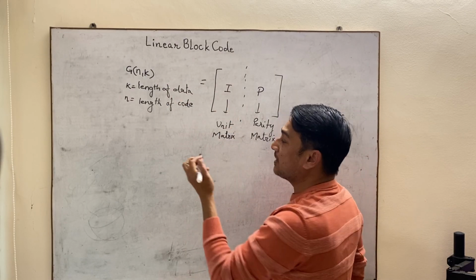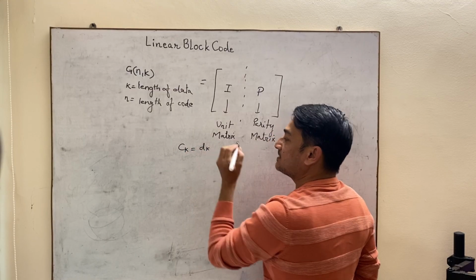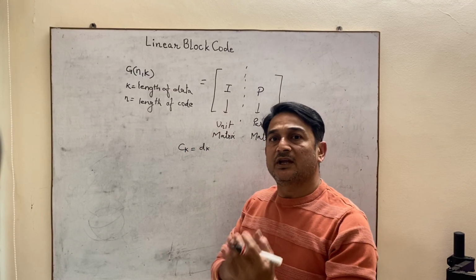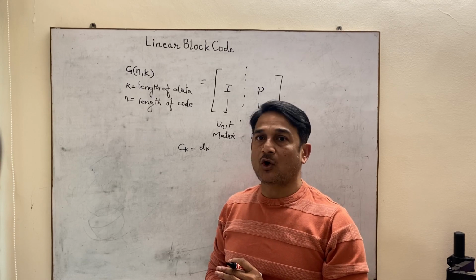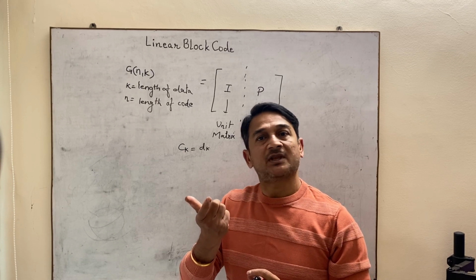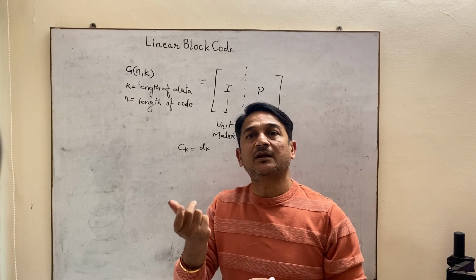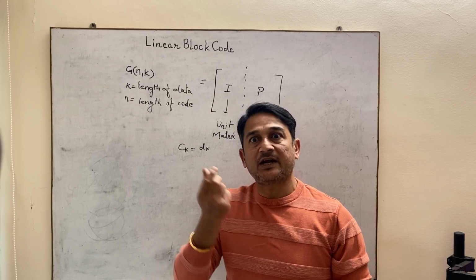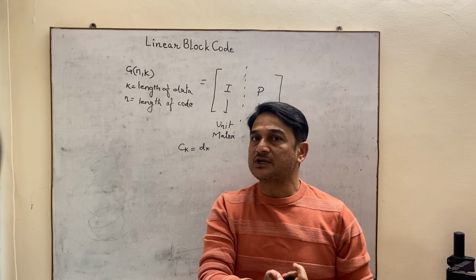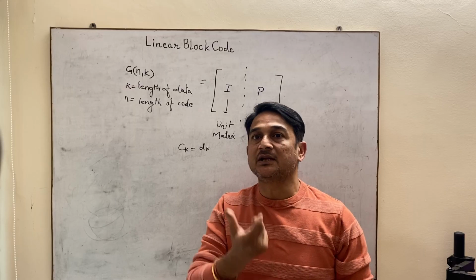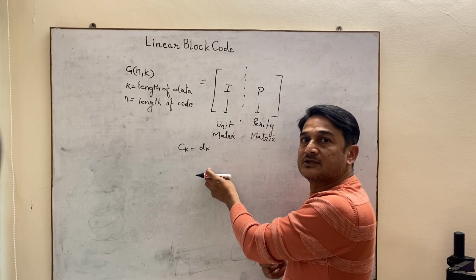There are some formulas. The first formula is Ck equals dk. Ck equals dk means if it is a (6,3) linear block code, that means the length of data is 3 and the length of code is 6. So till the length of 3, your code is the same. That means bit d1 is equal to c1, bit d2 is equal to c2, and bit d3 is equal to c3. Three bits will be the same as the code, by this formula Ck equals dk.